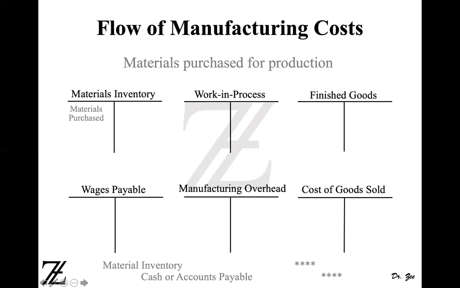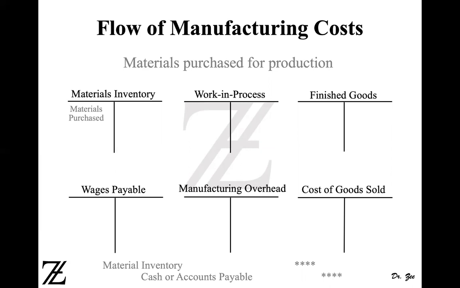If you have paid cash to purchase the material, you're going to credit the cash because one asset is increasing, materials inventory, and the other asset is decreasing, cash. Alternatively, you can also credit accounts payable. Accounts payable is a liability account. When liability increases, you credit. When liability decreases, you debit.